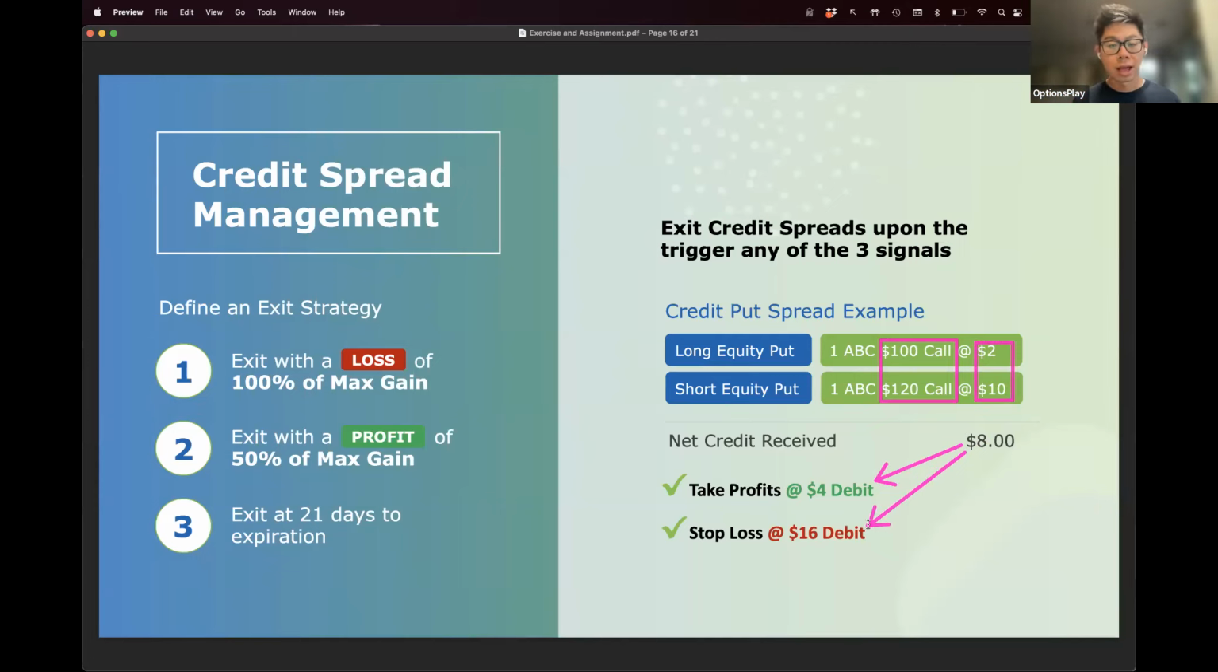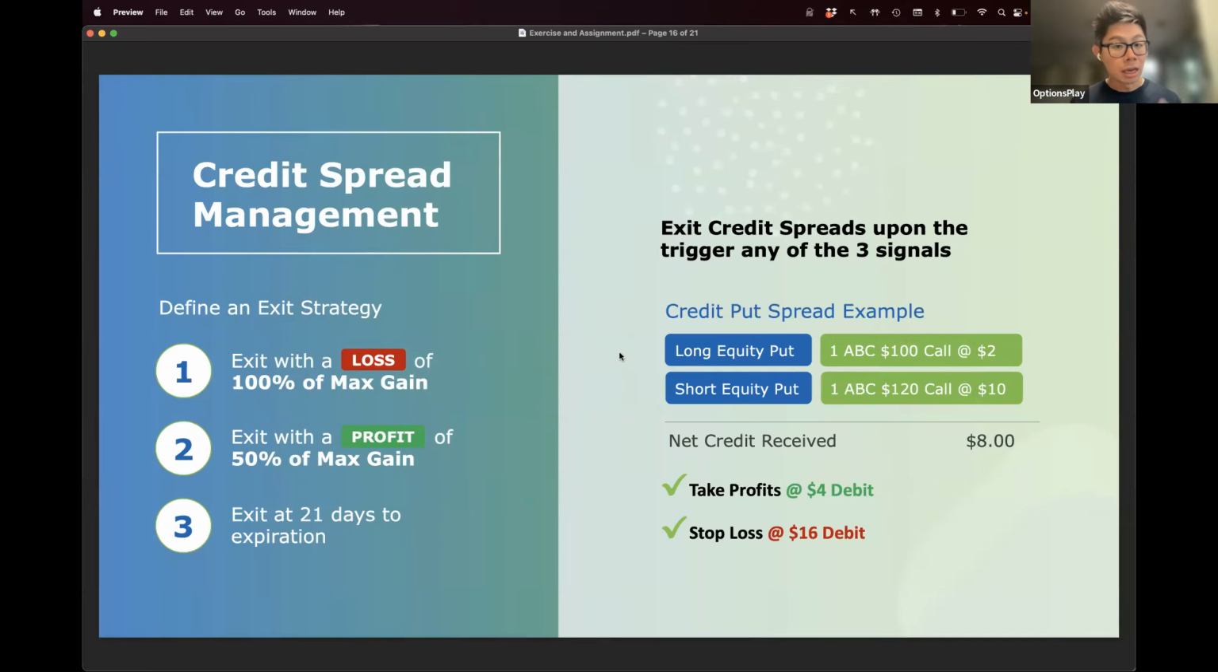Those are the rules that we have in place. And lastly, if it reaches 21 days to expiration and it has not triggered either a take profit or a stop loss, that is also a time to consider getting out of the trade. This is more from a gamma risk perspective than an assignment and exercise risk perspective, but it serves both purposes. It helps you avoid the gamma risk that you get in the last three weeks, but it also helps you avoid assignment and exercise risk, especially if the stock is in between the two strike prices as you approach expiration.